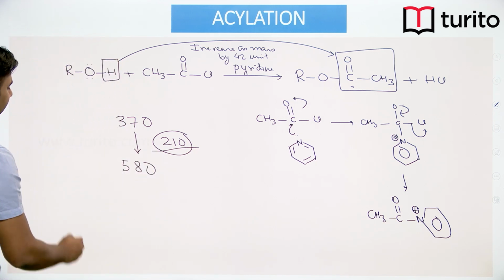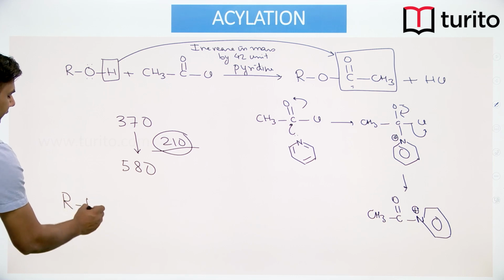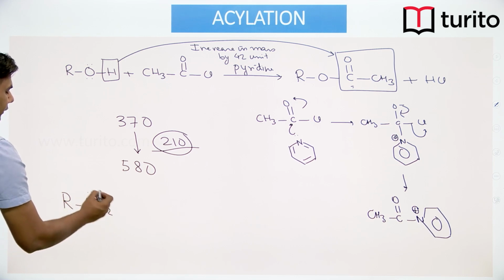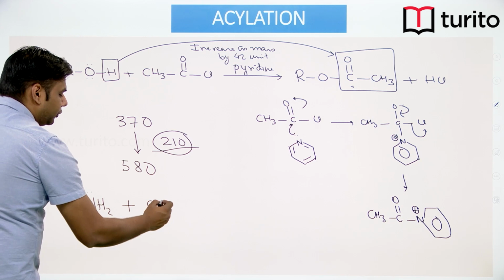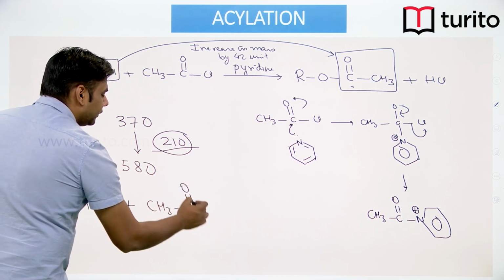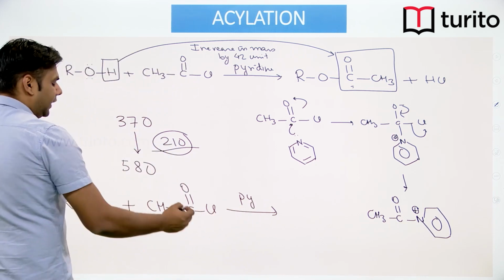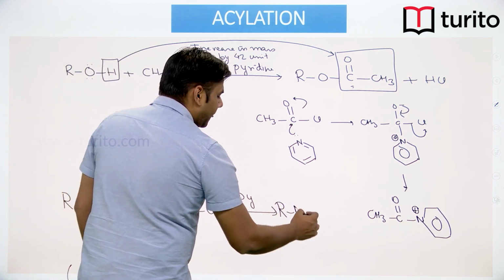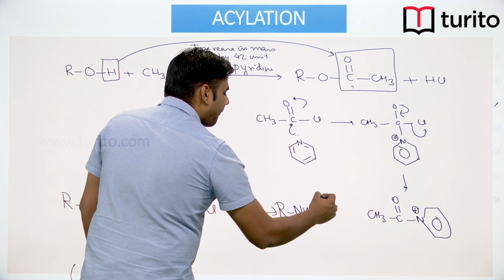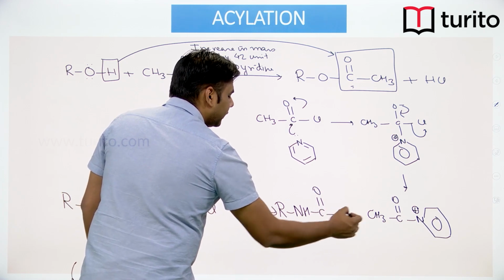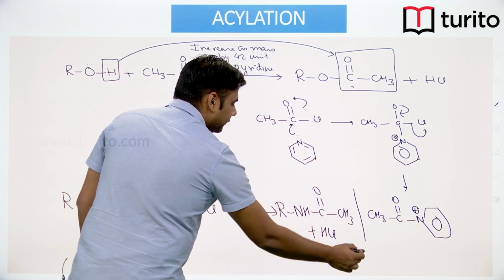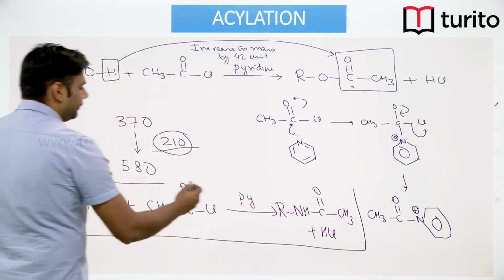Okay. Now a similar reaction can happen with amines also. So if you take acyl chloride, you take pyridine. So basically the nitrogen will attack and will form this molecule, plus HCl. Okay, the role of pyridine is the same.